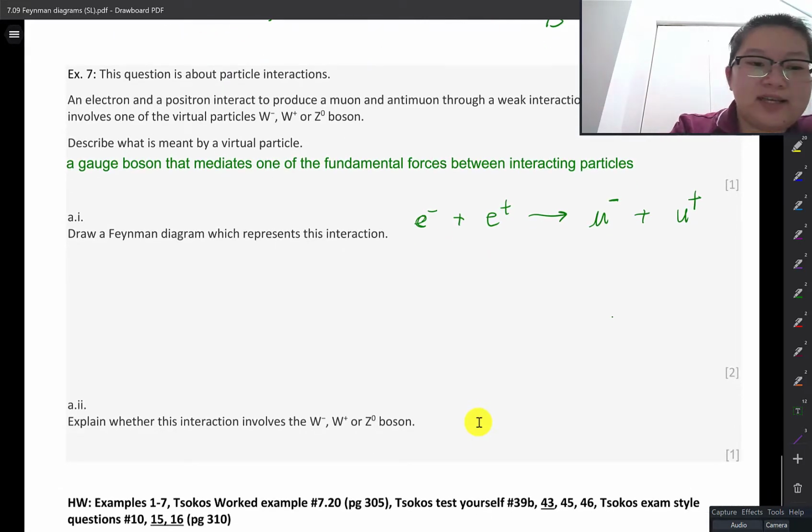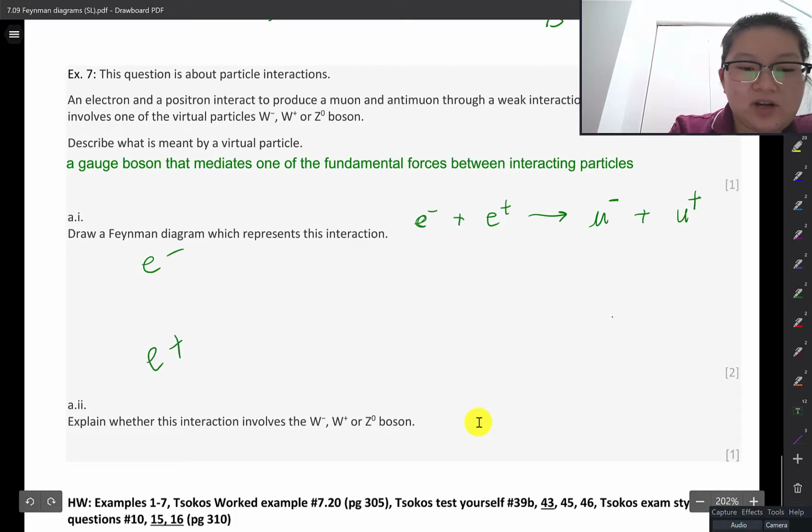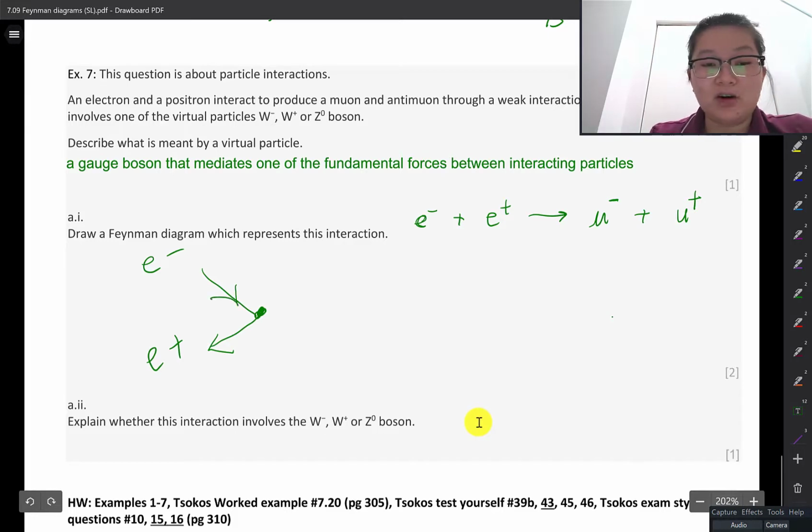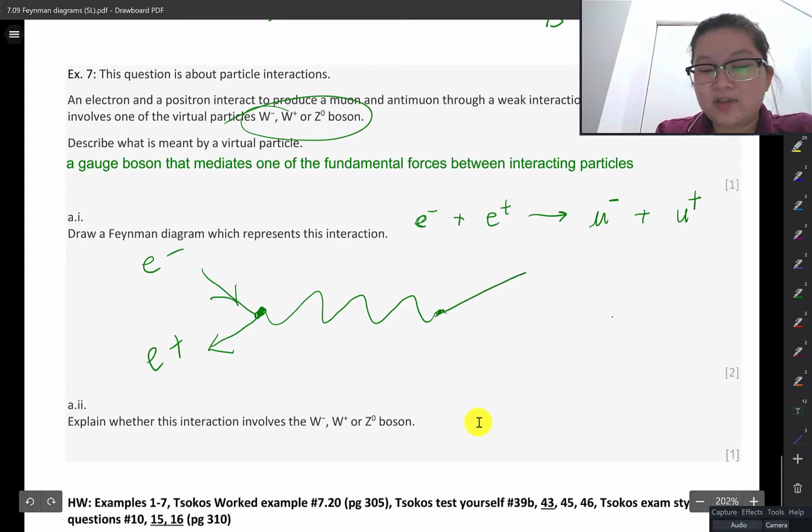So let's start off with the electron and the positron. They're going to come together, meet at a junction here, and annihilate. We know that the antiparticle is going to have an arrow pointing backwards in time, and vice versa for the regular particle. It's mediated by one of these virtual particles, so it's going to have our squiggly line producing a muon and an anti-muon, with the anti-muon going backwards in time, and the opposite for the regular muon.